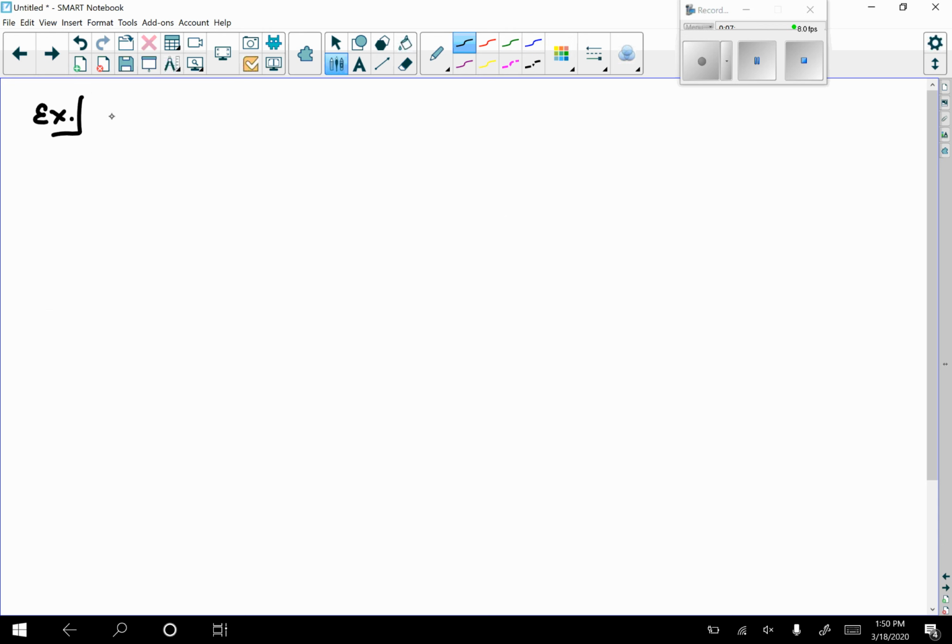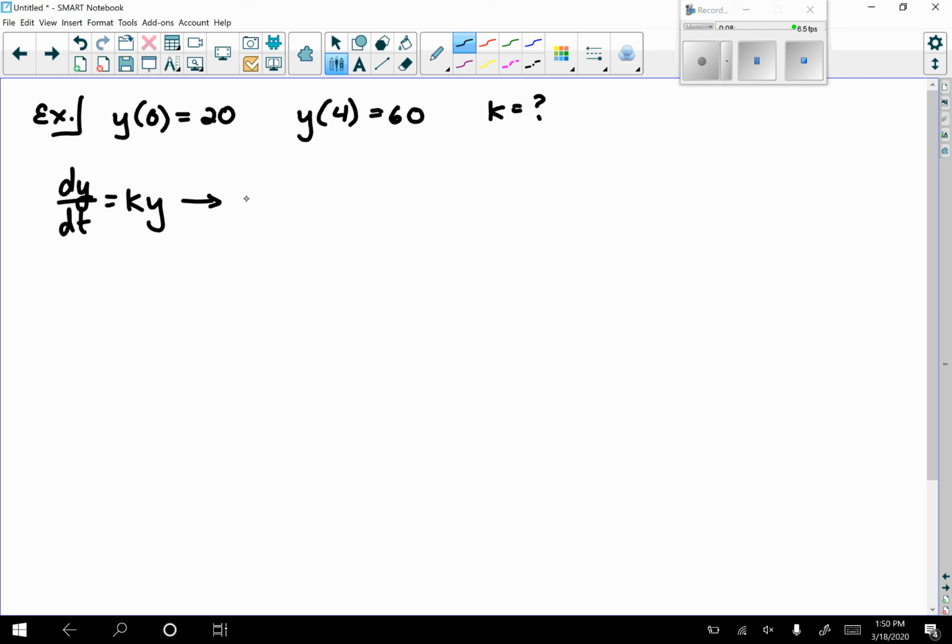All right, our second example gives us an initial condition of y of 0 is equal to 20. This is different from the last problem. We have another condition that y of 4 is equal to 60, and we're asked to find k. Again, we're given that dy/dt is equal to ky, which leads us to a general solution that y is equal to a times e to the kt. We're first going to use the initial condition because we still don't know what a is yet.